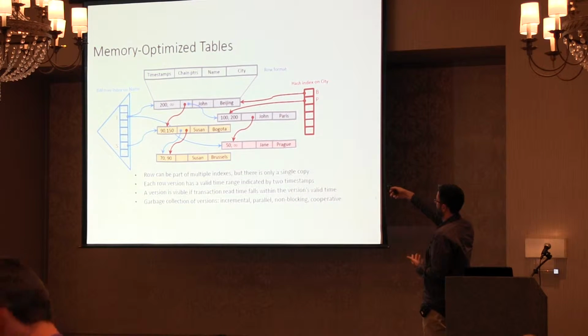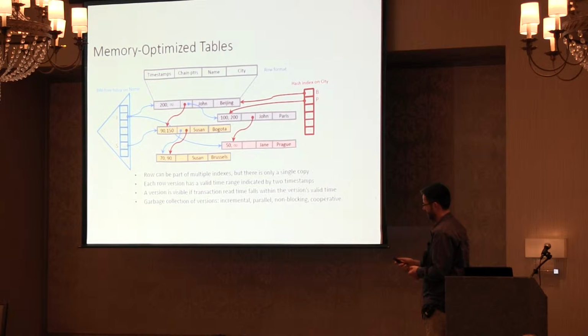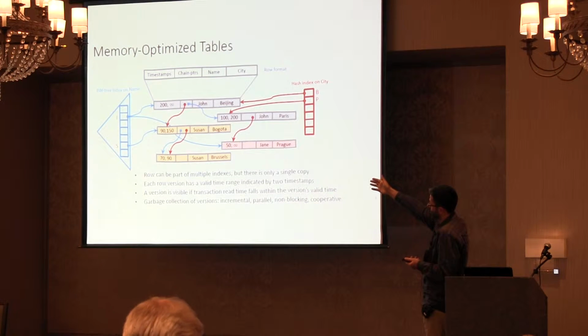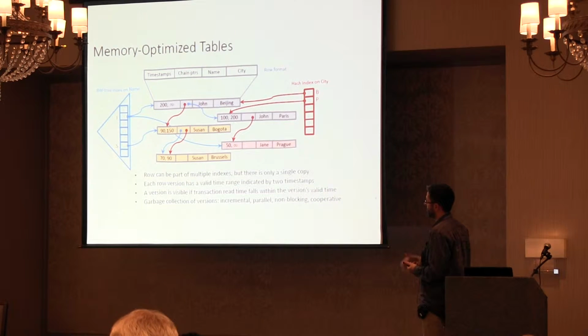So you can see two types of indices, a hash index on the right side and a range index on the left side. You can see the header holding two values, a begin timestamp and an end timestamp, which shows the range of time or virtual time in which a particular item of data has been valid. So you can see, for instance, John living in Paris from time 100 to time 200, and then moving to Beijing from time 200 and still being in Beijing at this time.